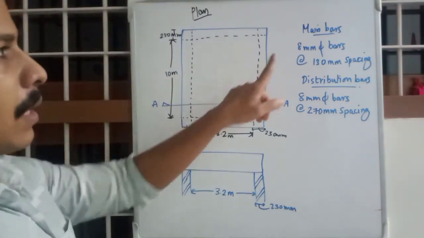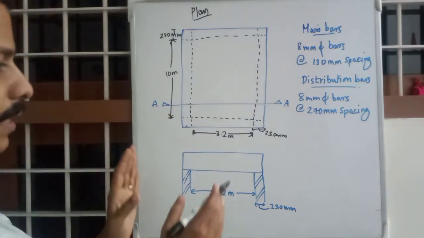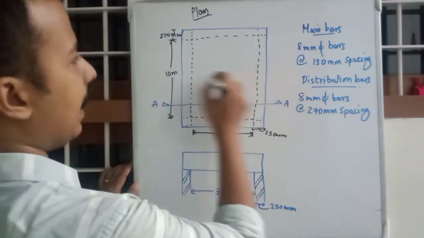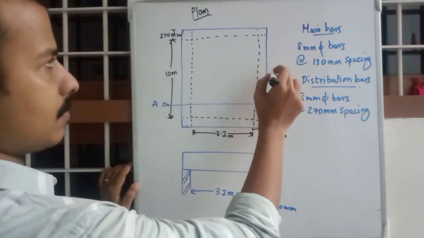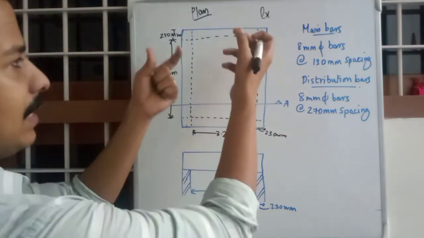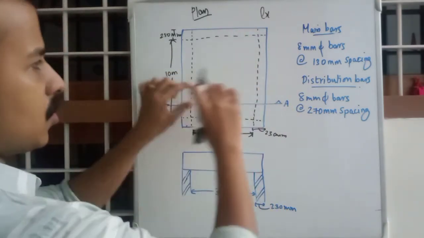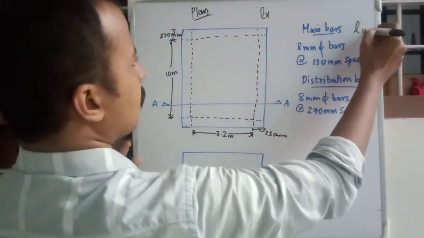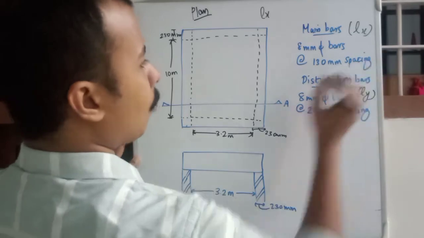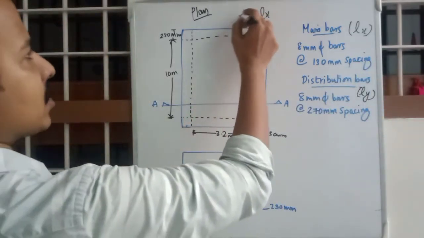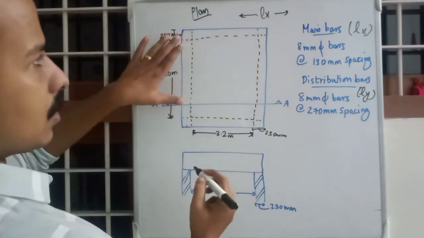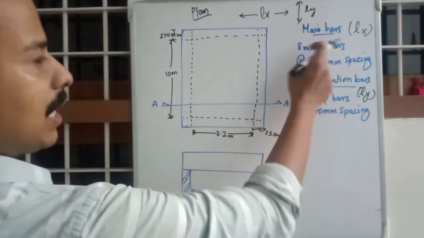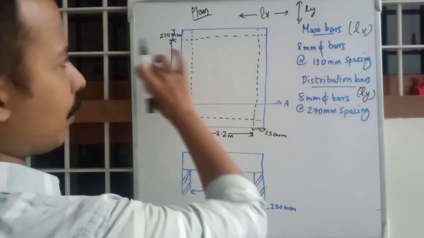So first step will be laying main bars, and in one-way slab, main bars will be in the LX direction. This is LX direction, that is the spanning direction, this distance, the shorter distance. Okay, so we have designed the main bars in LX direction and distribution bars for LY direction. LX direction in this plan is like this, and LY is like this. So main bars with this much spacing will be provided in this length.